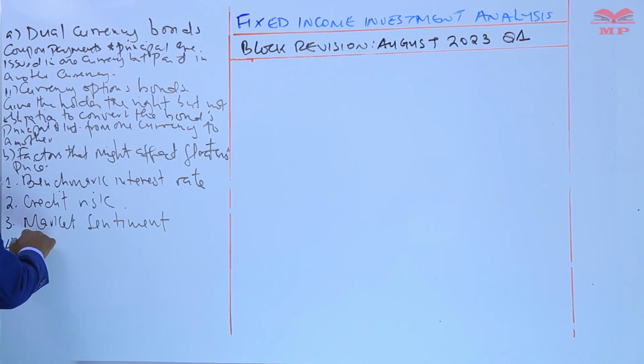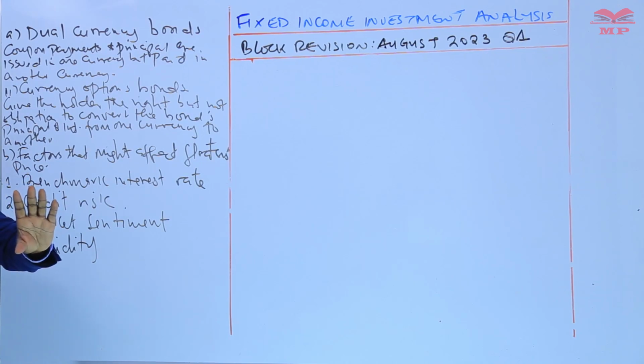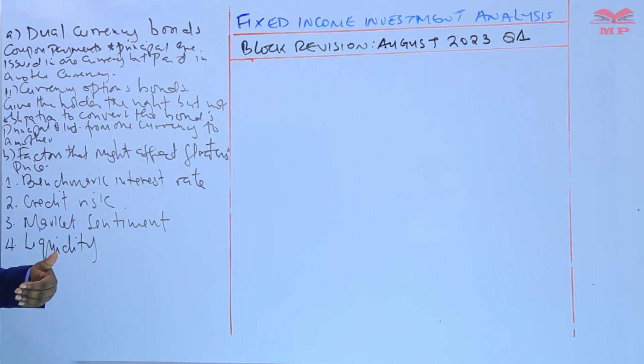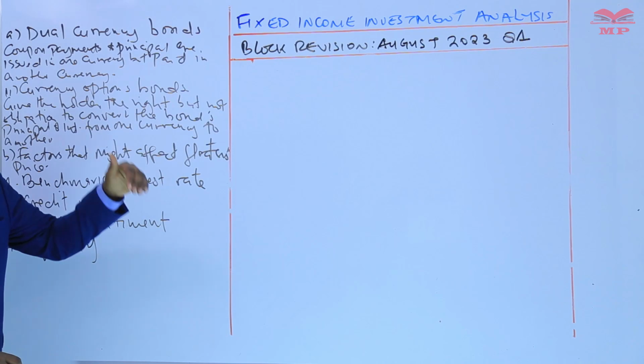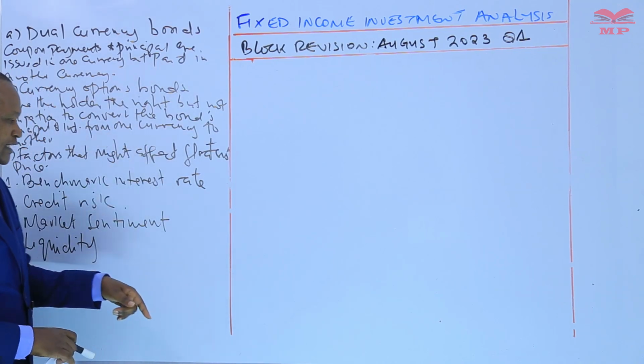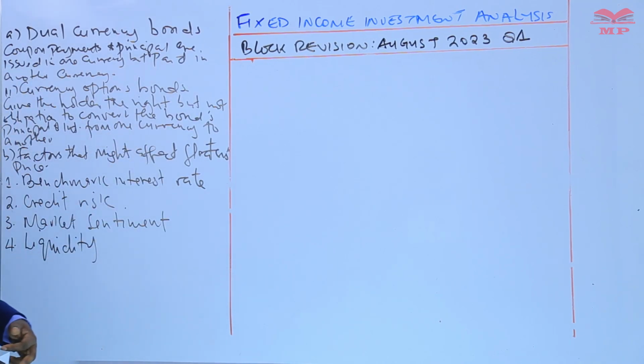Number 4, liquidity is yet another factor. The liquidity of floaters can impact their price, where more liquid floaters are easier to buy and sell, typically commanding higher prices than less liquid ones. If a floater becomes less liquid due to changes in market conditions or due to issuer-specific factors, its price is likely to decline. Liquidity.